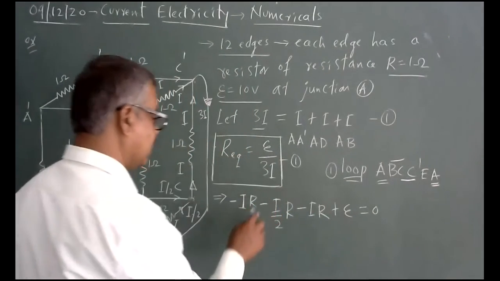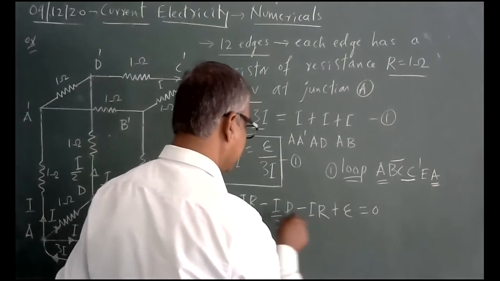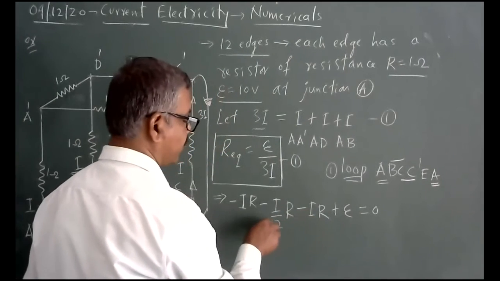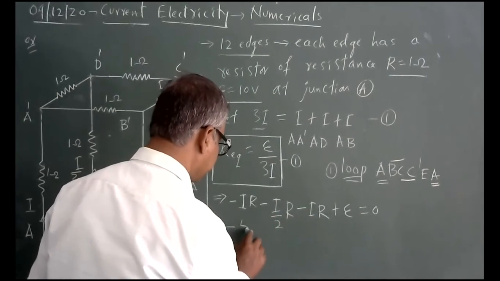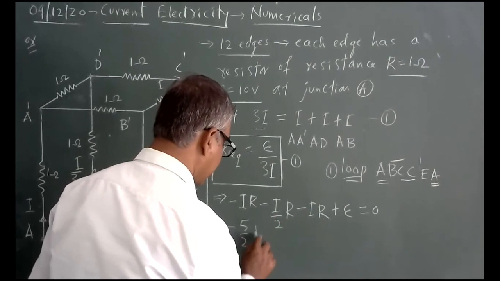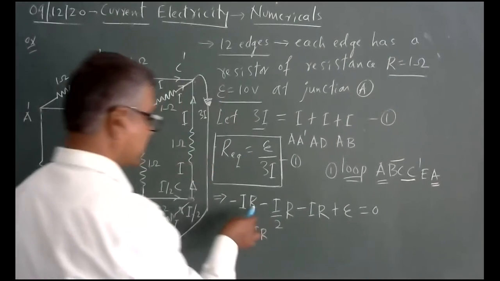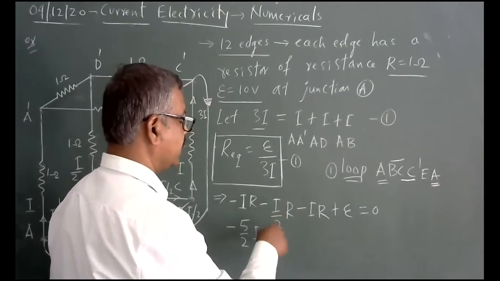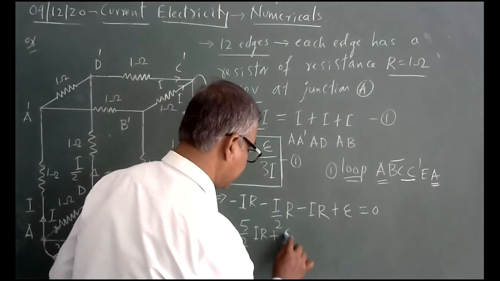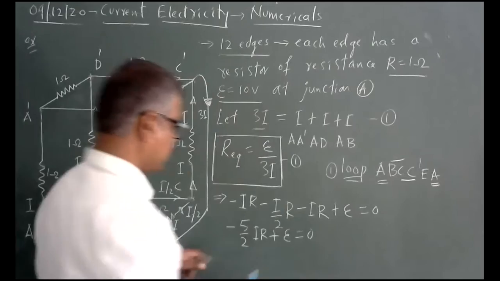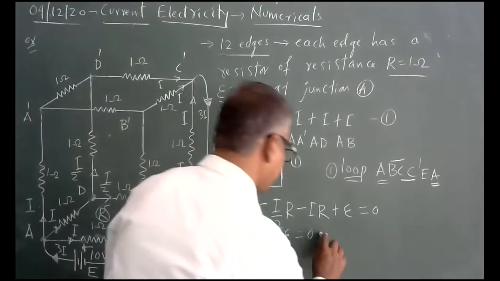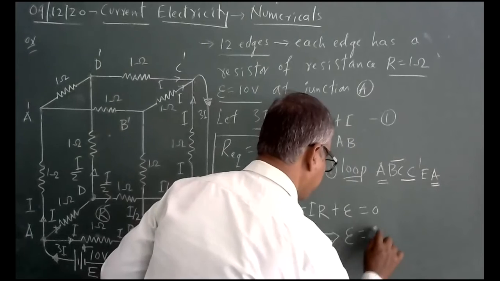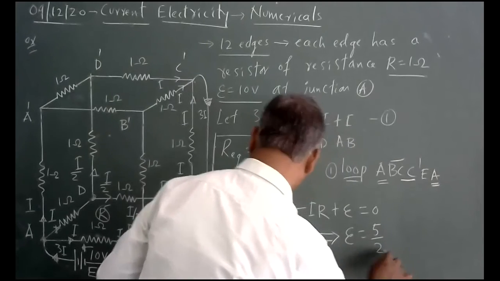Now simplifying this relation, it is minus IR, minus I by 2 R. It looks like minus 1, minus half. It is minus 5 by 2 IR. It becomes minus 5 by 2 IR plus EMF equal to 0. Now if I simplify this, it gives a very simple analysis. EMF is equivalent to 5 by 2 IR.